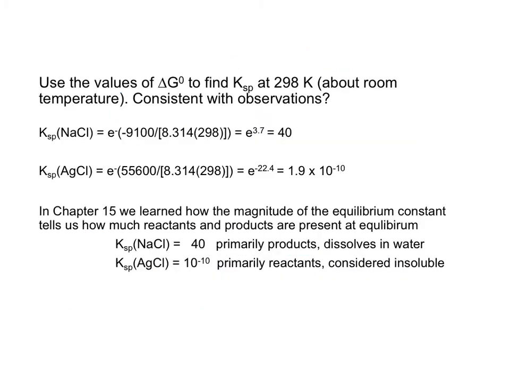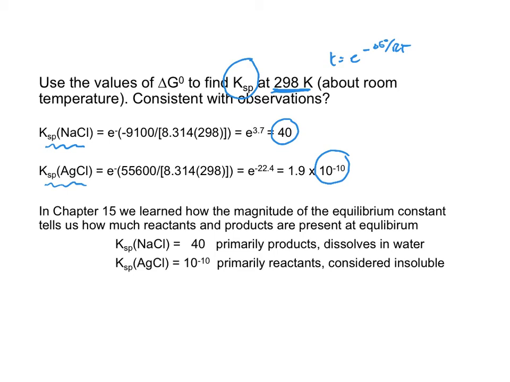But we can go still a little bit further. We can actually calculate a K using the things we learned in this chapter. We learned that K is e to the minus delta G0 over RT. Let's choose room temperature and see if it's consistent with observations. When I plug and chug my numbers for sodium chloride, I get a KSP of 40. Well, that's definitely greater than 1. But more significant, what happens when I calculate my KSP for silver chloride? It's on the order of 10 to the minus 10.